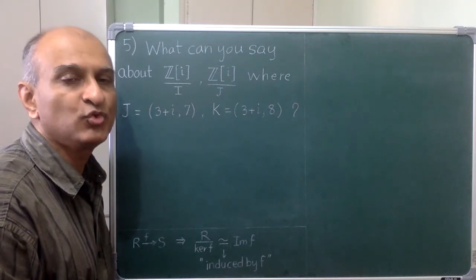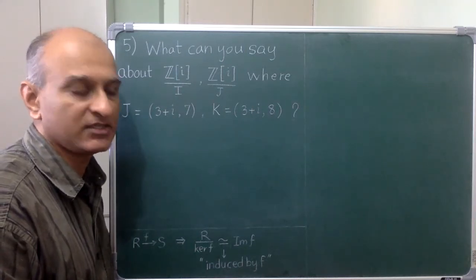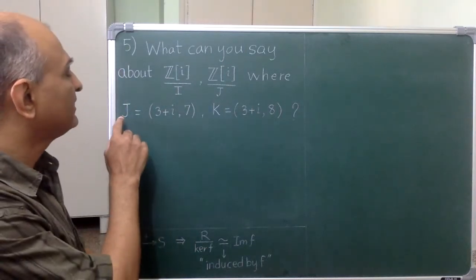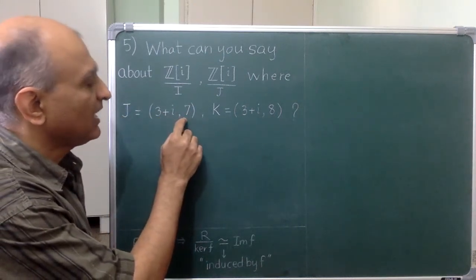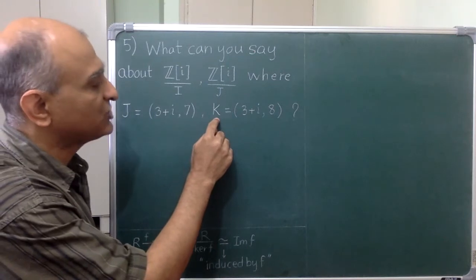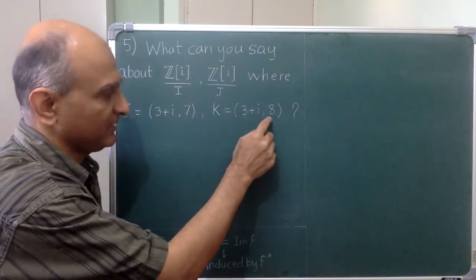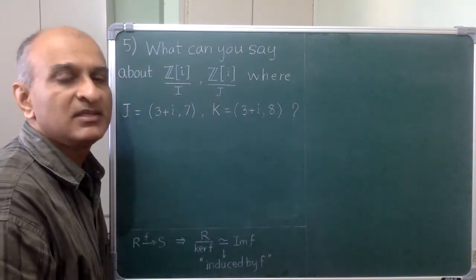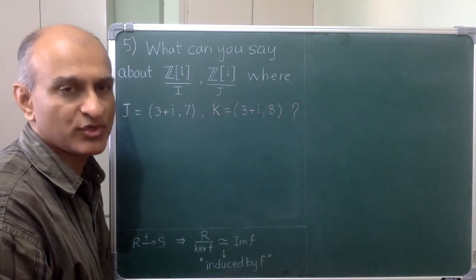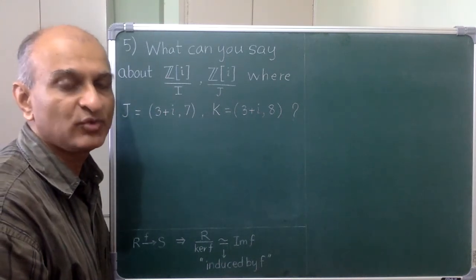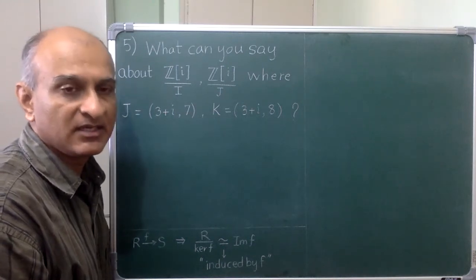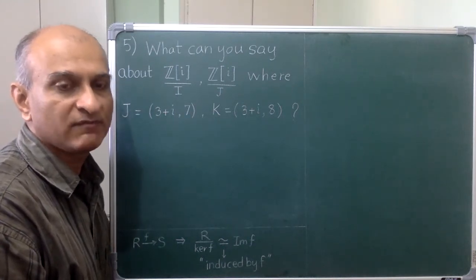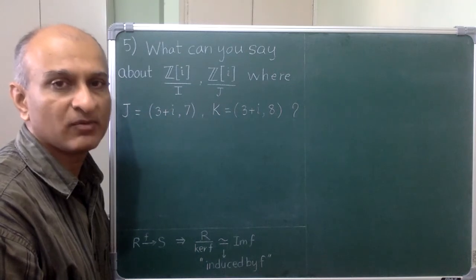Next, we have two quotients of the ring of Gaussian integers. One by the ideal J generated by 3 plus i and 7, and the next by the ideal K generated by 3 plus i and 8. So, see what you can say about these quotients. Are they isomorphic to known rings? If not that, are they finite, integral domains, whatever you can find out. So please do it now.